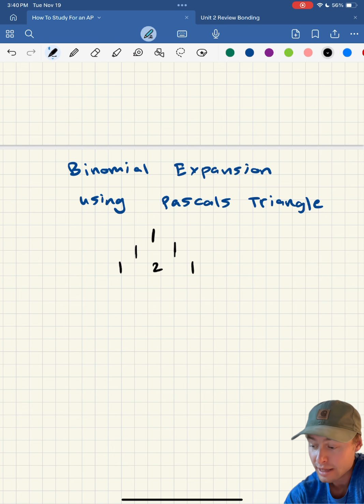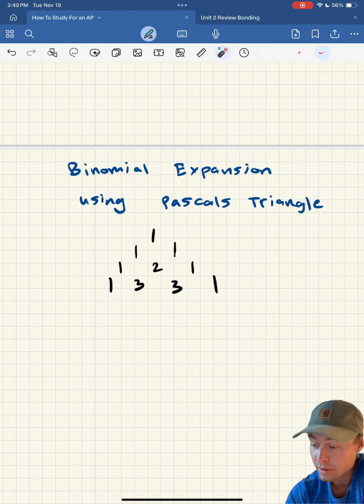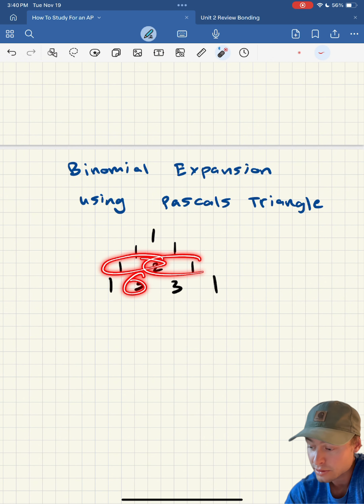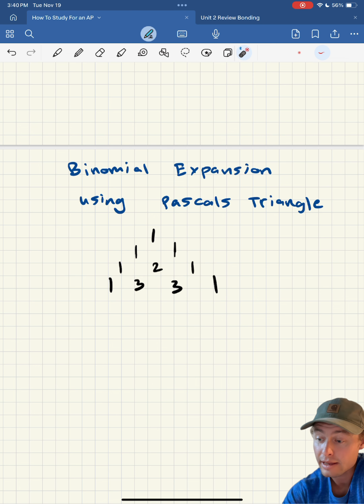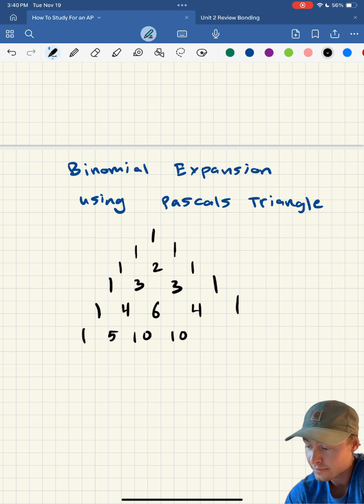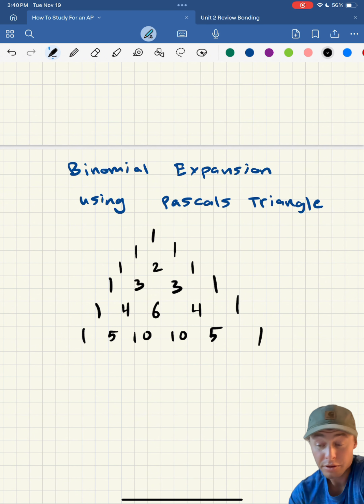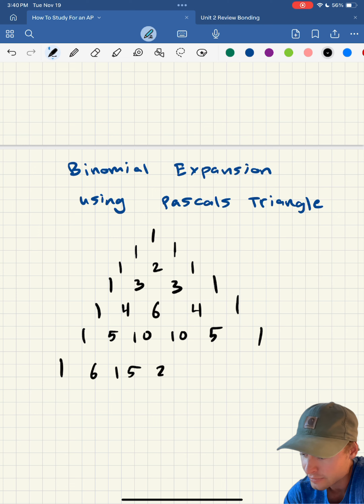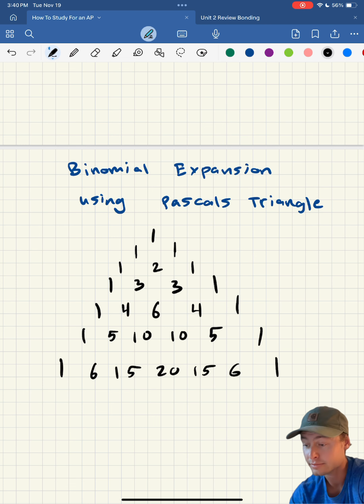Okay, the row after that is 1, 3, 3, 1. The 3s come from 1 plus 2 is 3, 2 plus 1 is 3. Okay, and so forth. So then it's 1, 4, 6, 4, 1, 1, 5, 10, 10, 5, 1. And you can keep going, right? The row after that would be 1, 6, 15, 20, 15, 6, 1. Okay, so here's how it works.